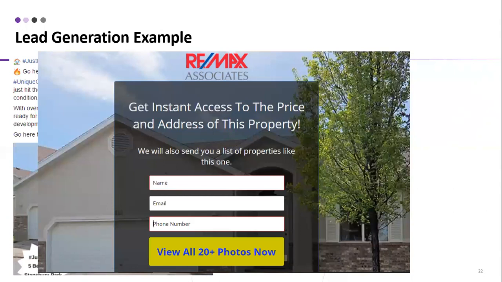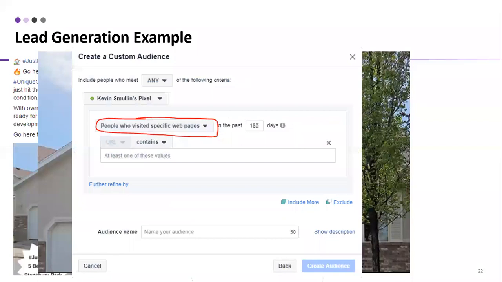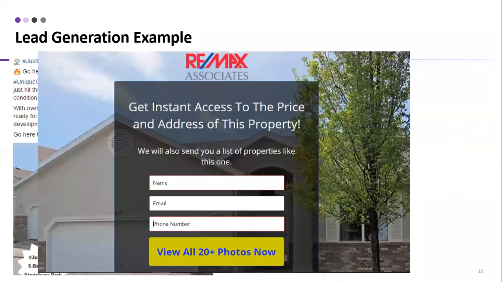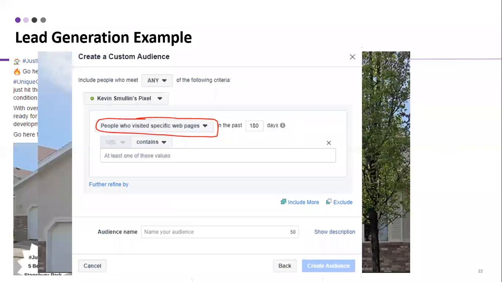Retargeting is where I can target people with an ad based on some prior activity that they've done. So in this case, I can target people that have been to a specific web page. In this case, the web page would be this landing page right here, where I'm capturing their information. So I can then run an ad to people that have been looking at this specific property.